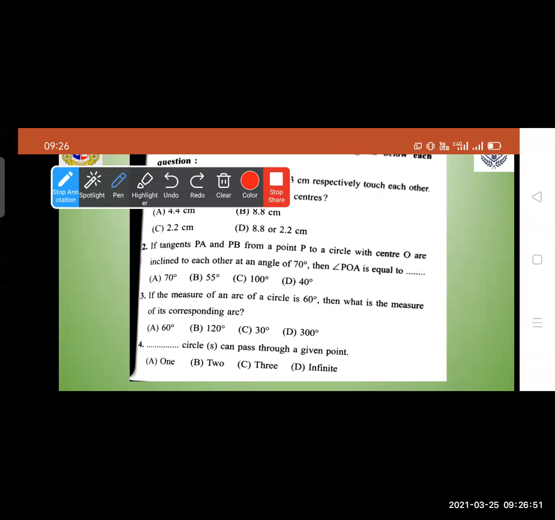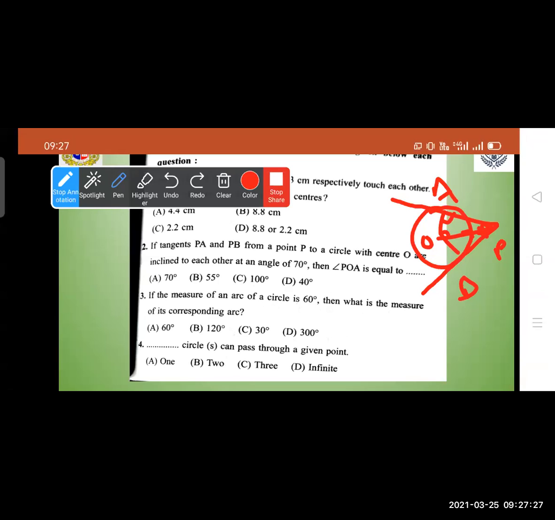If tangent PA and PB from the point, first we draw the circle, and this one is point P. Here is the tangent PA and here is the tangent PB. Okay, we draw two tangents here. Inclined to the each other at an angle of 70 degrees. So POA. So here is the point O. This angle is 70 degree. So you find PAO. So this one is 90 degree. This one is 70. 70 ka half 35. Then add this two and subtracting from 180, you get angle O.